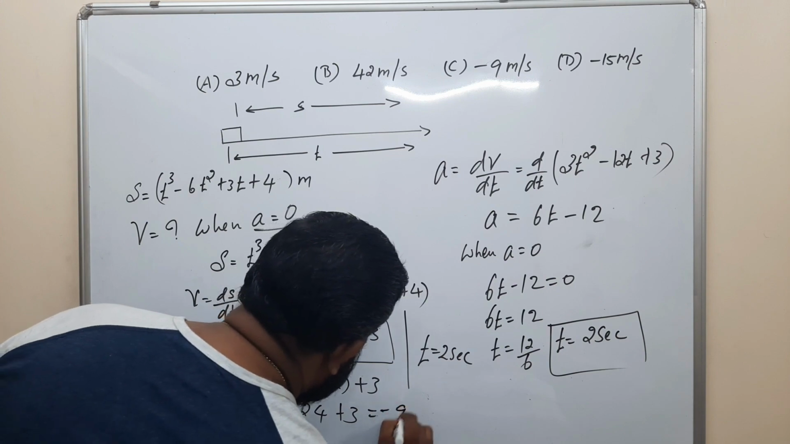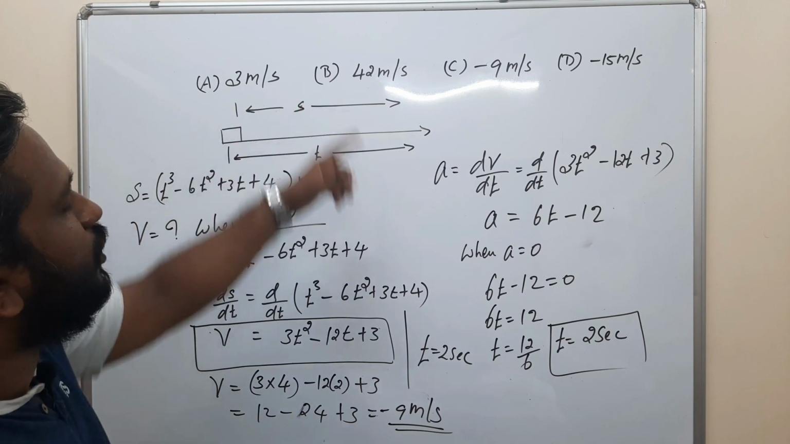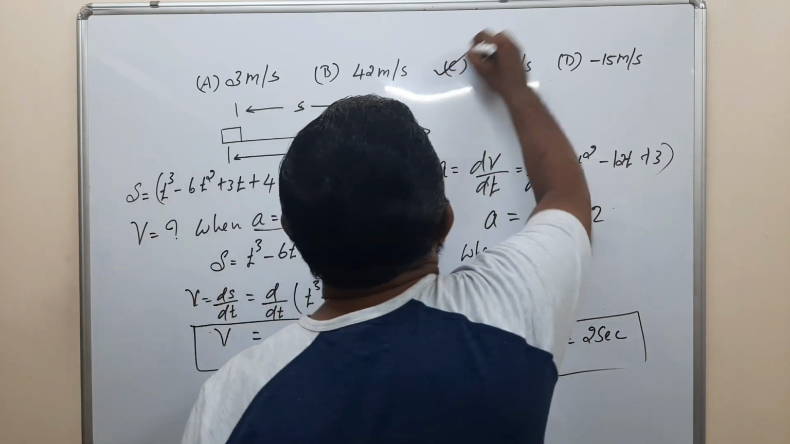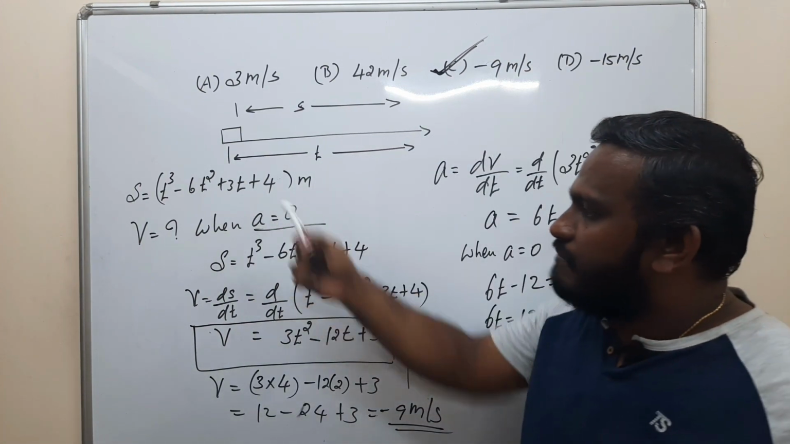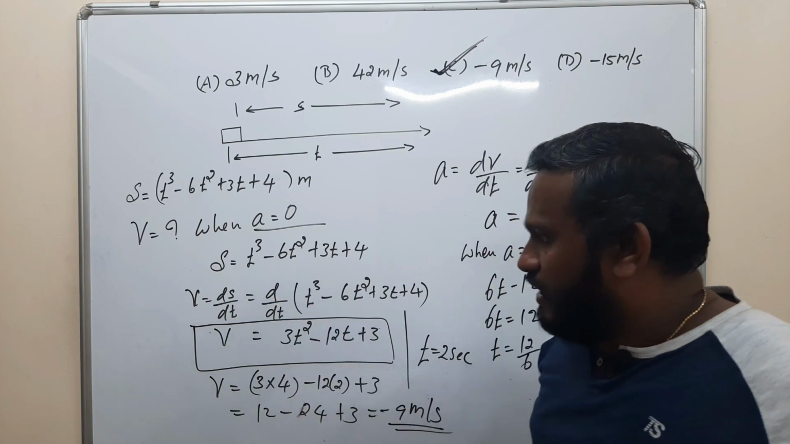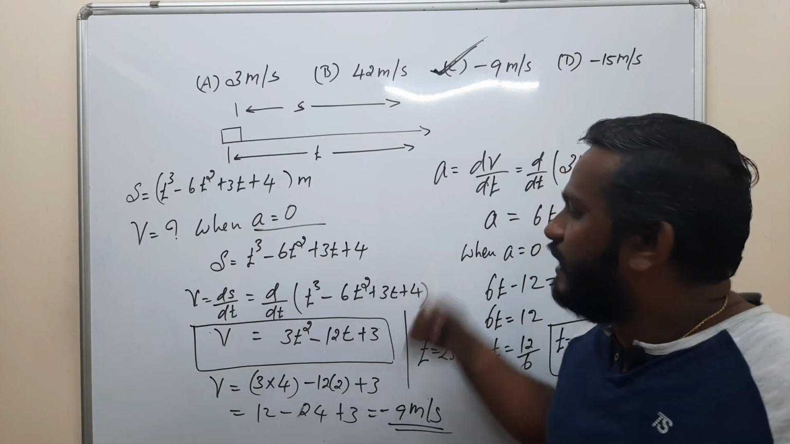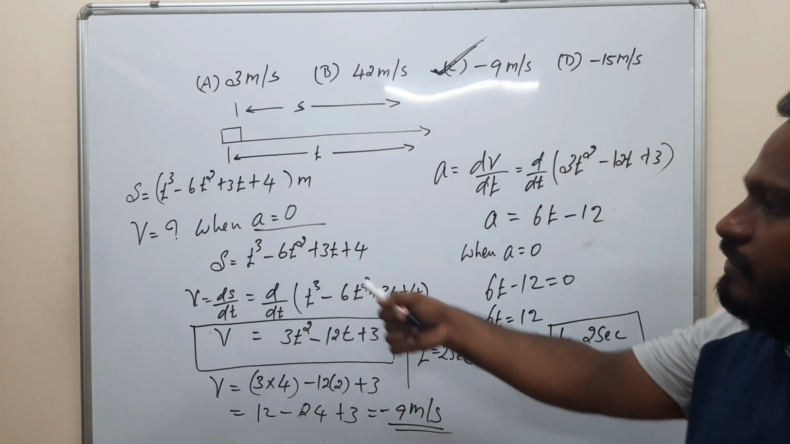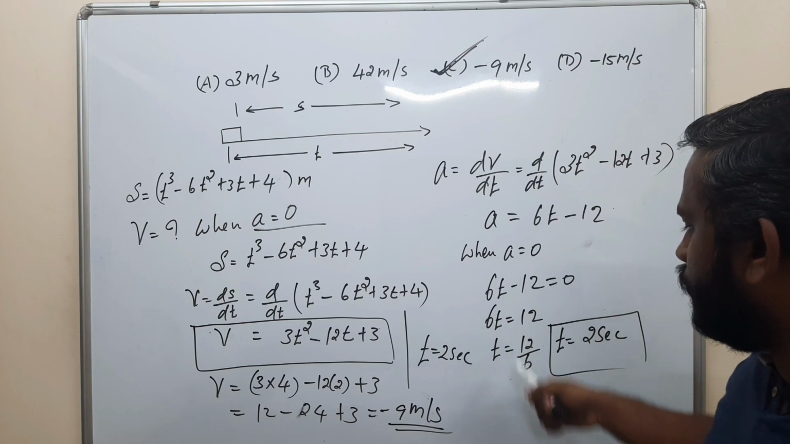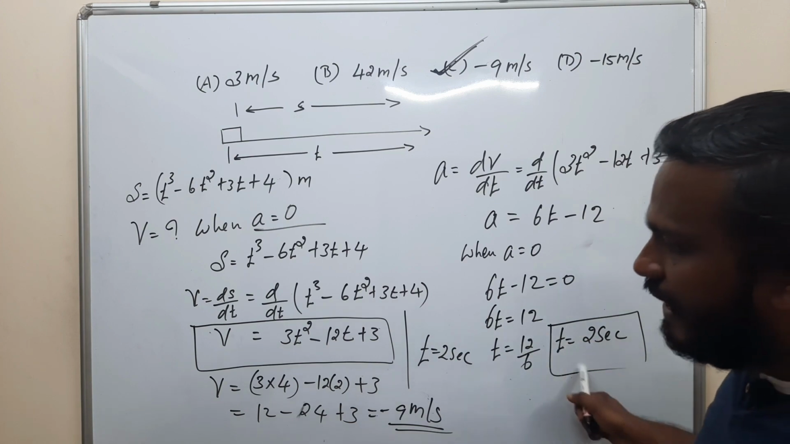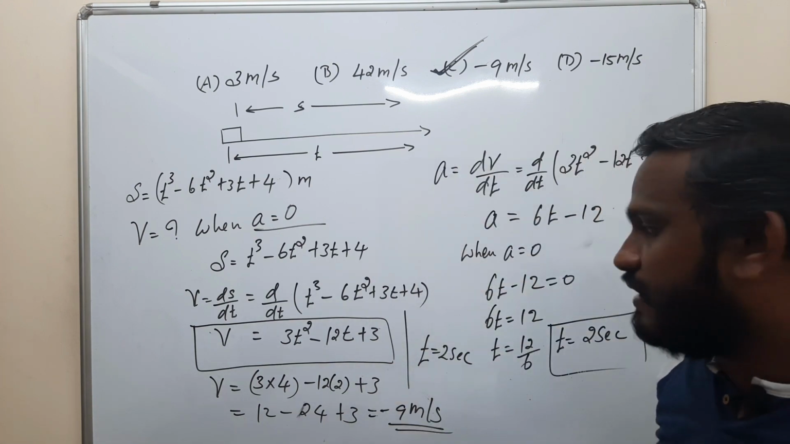So minus 9 meter per second. Compare the options, that is 3 meter per second, 42 meter per second, and minus 9 meter per second. That is the answer. Displacement is given in terms of time, so we have to differentiate. First we differentiate once, so we get the velocity. Again differentiate the velocity, we get the acceleration. The condition given in the question is when acceleration is equal to 0, so apply that condition and find the value of time. Substitute that value of time in velocity, and you will get the answer: minus 9 meter per second.